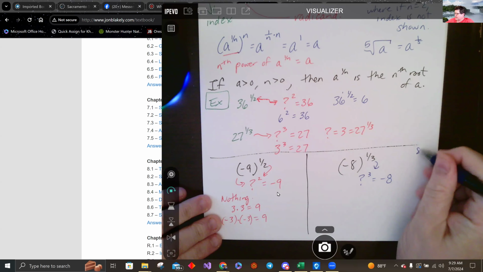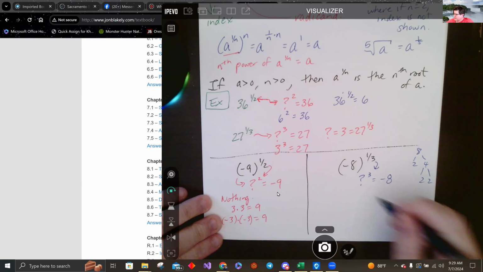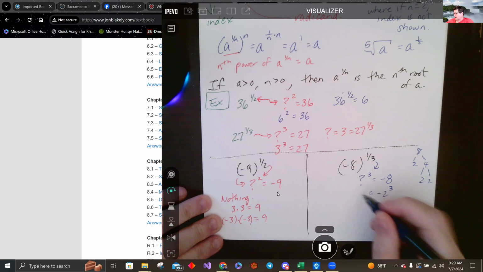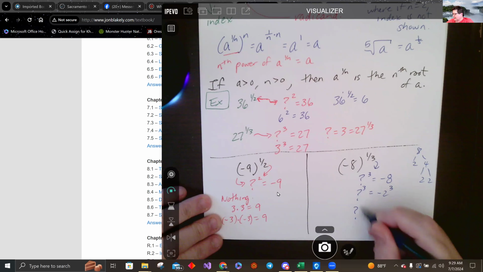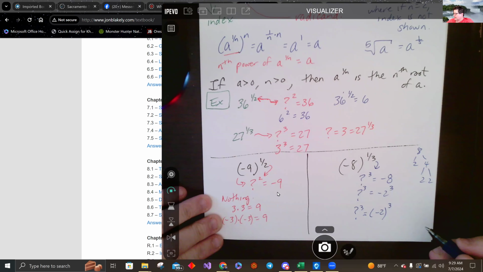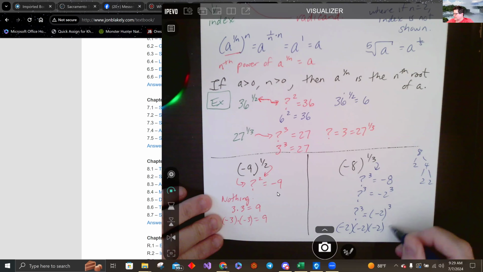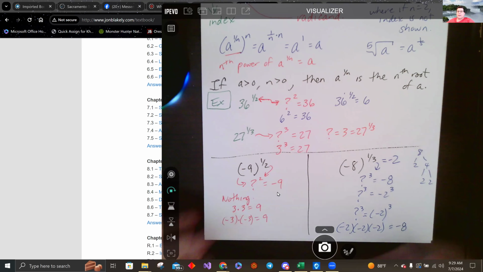8 is 2 times 4. 4 is 2 times 2. So 8 is 2 cubed. We're looking at -2 cubed. And with the negative, I can actually write it as -2 cubed as well, because -2 times -2 times -2 equals -8. So it looks like the answer to this is -2. Okay.